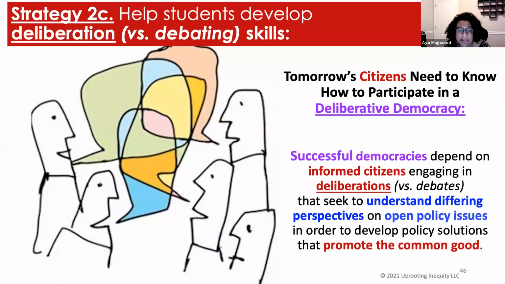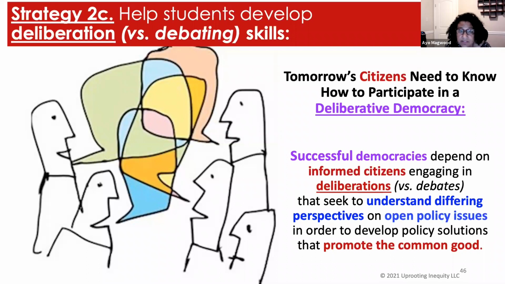I never had a debate in class, so I discouraged debating. I encouraged deliberation. So deliberation means, again, that you're listening to the other side, to the other perspectives, and you don't have to agree with them, but you have to understand why they feel that way. And also together, you have to come up with a solution, a compromise solution that promotes the common good, right? Not just me, but how are we going to fix this, right?